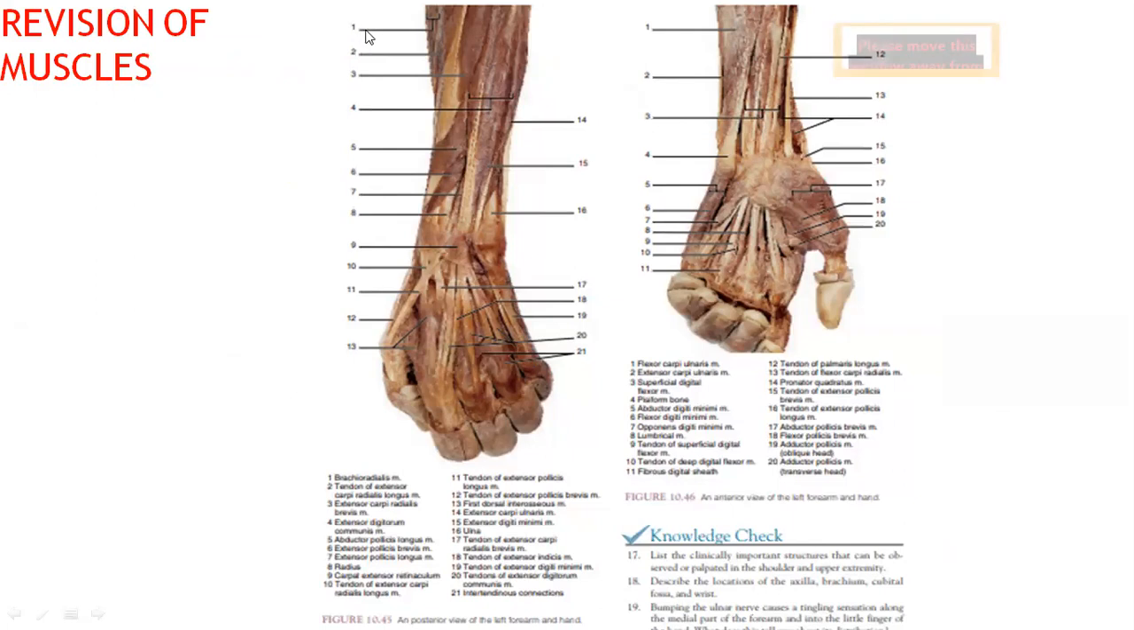So from the lateral aspect, we know the very first muscle we have is brachioradialis. Just adjacent to this we have extensor carpi radialis longus. Adjacent to this, number 3, we have extensor carpi radialis brevis. This bulky muscle which is splitting into 4 slips is extensor digitorum, isn't it?